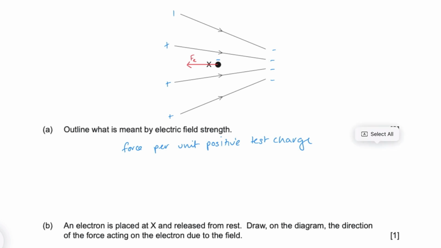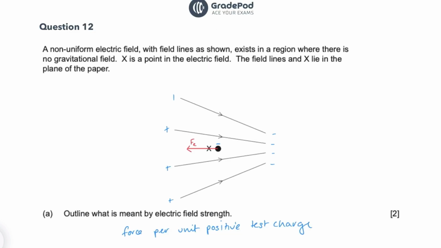For the force mark, we have to look back. The electron is moving towards the left, and you can see that the field lines are getting further apart. That means that the electric field strength is lessening at this point. The proton is moving to the right, and you can see that the electric field lines are getting closer together.